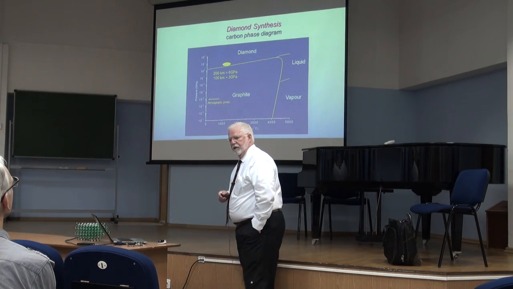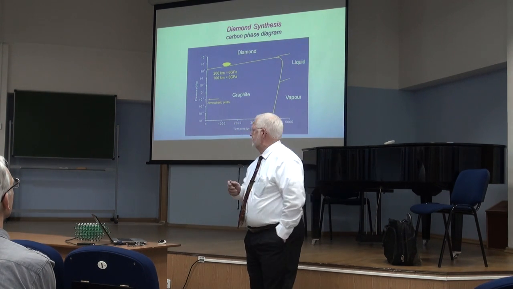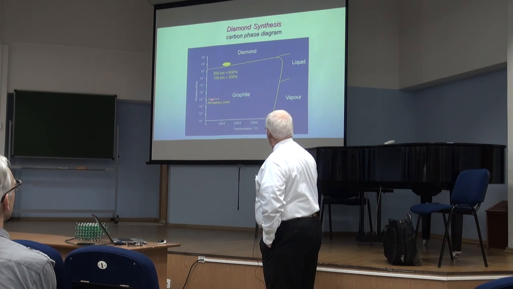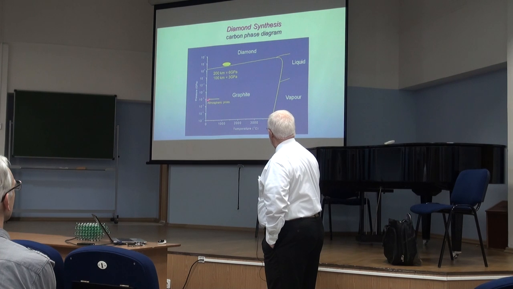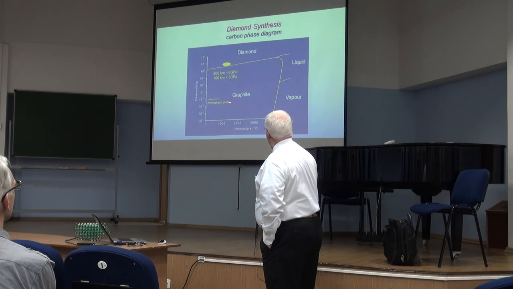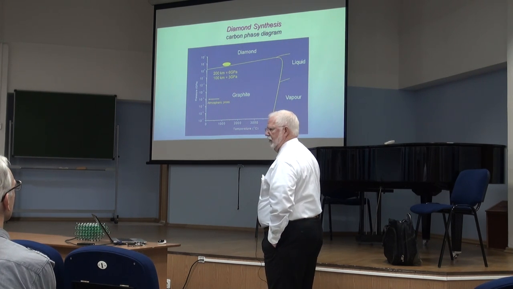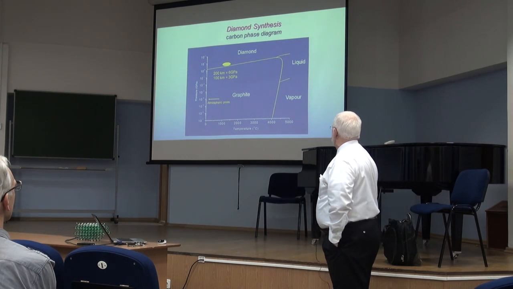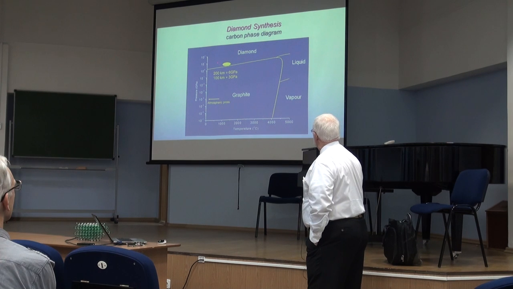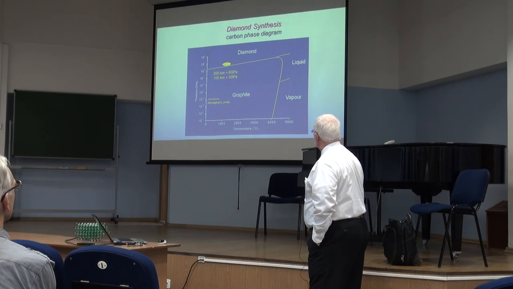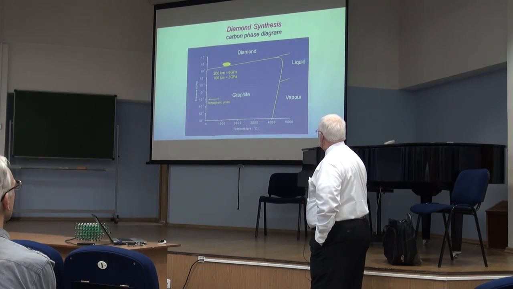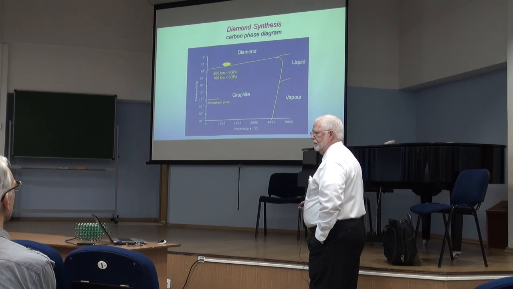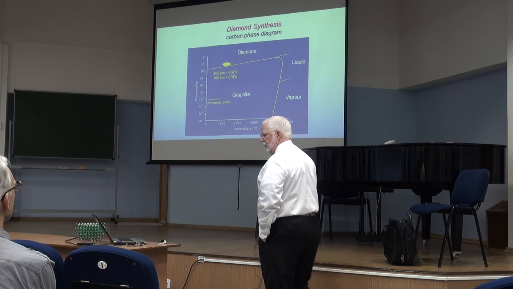So here is a phase diagram for carbon, where I plot pressure versus temperature. We live in this portion at atmospheric pressure, and you can see that graphite is the stable crystalline form of carbon under our conditions. Nature makes diamonds under these conditions, deep in the mantle of the earth, at temperatures of about 1100 to 1200 degrees centigrade, and at pressures of about 50,000 atmospheres. So very high pressure.